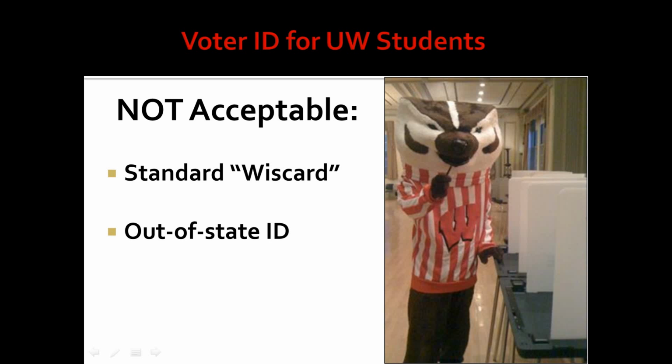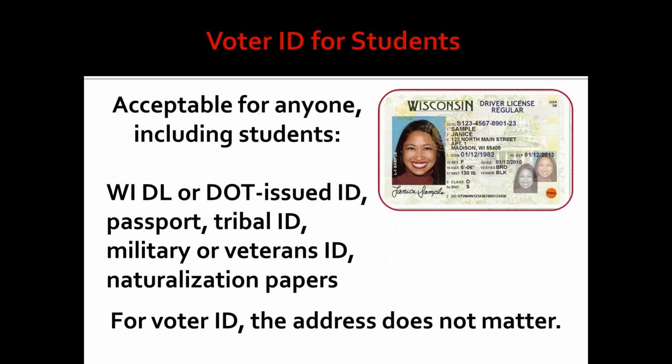Student number 1 has registered in advance of Election Day using their current Madison voting address, but they still need to show ID. The standard WIS card is not acceptable, as it does not meet the specifications in the law. An out-of-state driver's license is also not acceptable. Of course, a student can use any of the forms of ID that are acceptable, such as a Wisconsin driver's license. The address on any of these does not matter for voter ID.